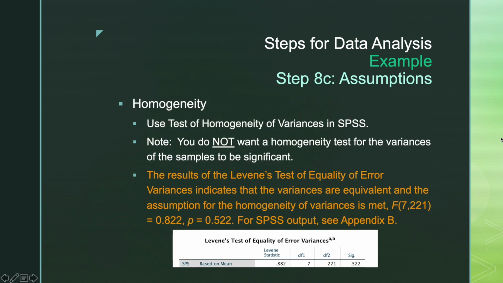For the assumption of the homogeneity of variances, we're going to allow SPSS to do this for us later on, actually. I will just describe the results to you now, and then I'll highlight it when we actually do the test later on. But here is the output that we got for this. We have an F score of 0.882 with degrees of freedom for the first as 7 and second as 221, with a p-value of 0.5, which means that we do not have a significant difference between the variances, so we can assume that we have met the assumption for the homogeneity of variances.